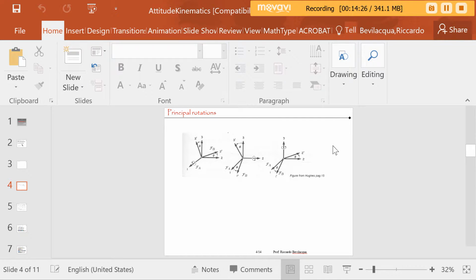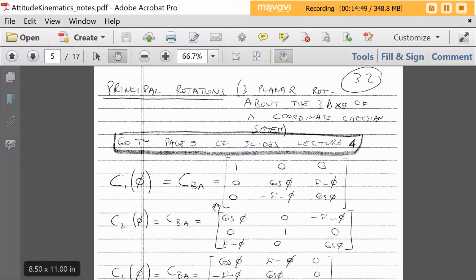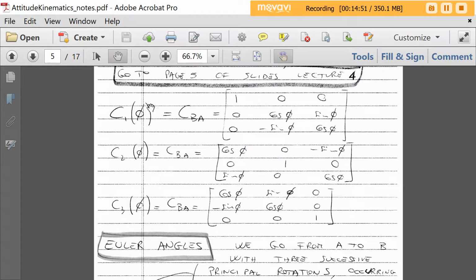Now, with Euler angles, you basically use what are called principal rotations. As you see in this image, a principal rotation is a single axis rotation. Rotation phi of an angle phi about the first axis of the A basis, or rotation about the y-axis, or rotation about the z-axis. And what these give you are simple matrices of this kind.